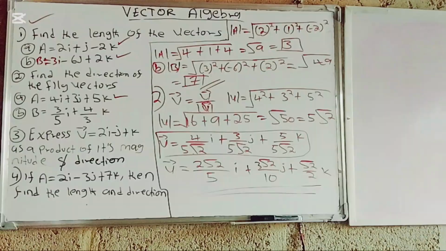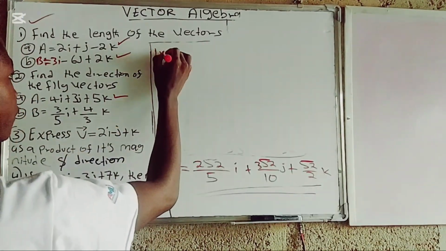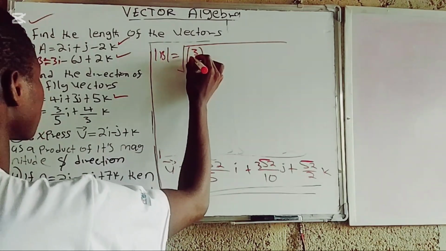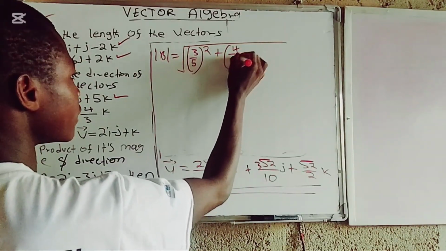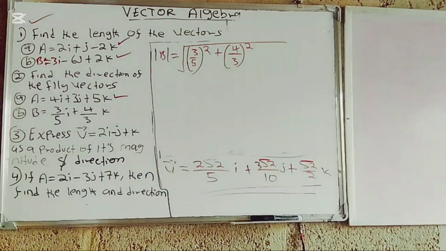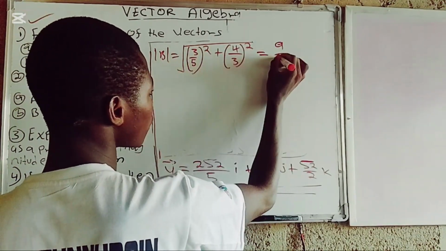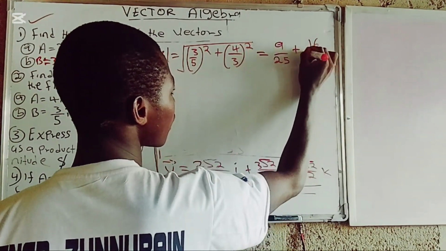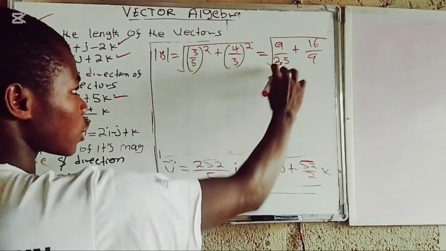Also we are asked to find the direction. So I have to first find the magnitude. The magnitude of this is the same thing as taking the root of 3 over 5 squared plus 4 over 3 squared, which is the same thing as 3 squared, which is 9, over 5 squared, which is 25, plus 4 squared, which is 16, over 3 squared, which is 9.